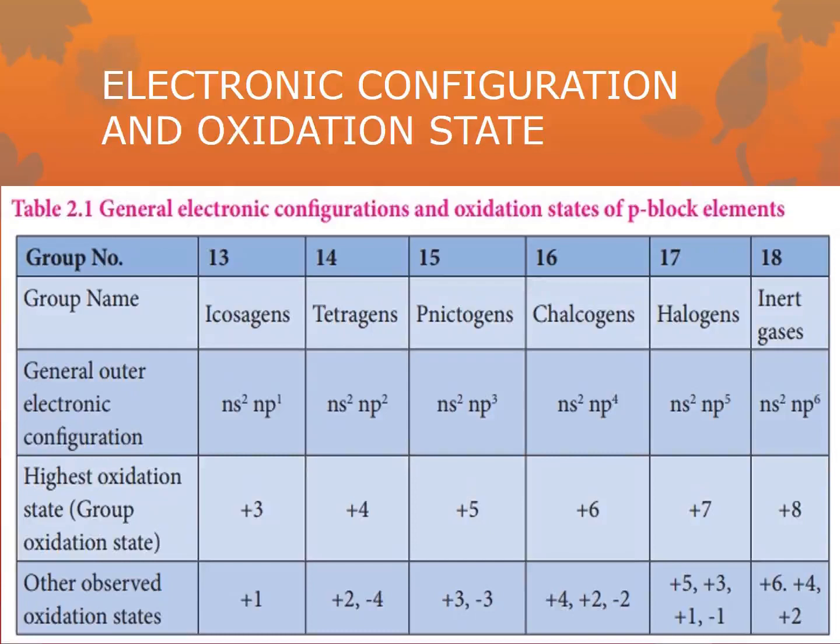It is fulfilled. So 2, 8, 18, that is the full form, okay. So inert gases are in full form, okay. Further, the other observed oxidation states are +1, +2, -4, +3, -3, +4, the 6 is written as +4, +2, -2. You understood? These are the electronic configurations and oxidation states of p block elements, okay.